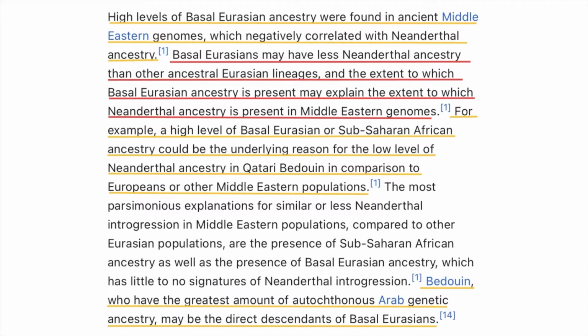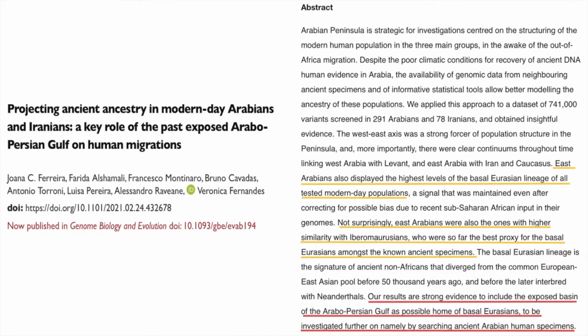For an example, a high level of Basal Eurasian or Sub-Saharan African ancestry could be the underlying reason for the low level of Neanderthal ancestry in Qatari Bedouin in comparison to Europeans or other Middle Eastern populations. Bedouins who have the highest level of autochthonous or indigenous Arab genetic ancestry may be the direct descendants of Basal Eurasians. So the most indigenous Middle Easterners have this Basal Eurasian ancestry.